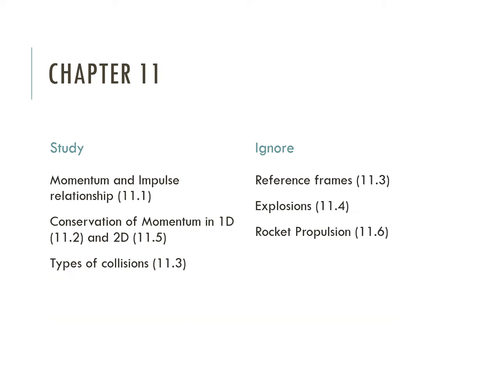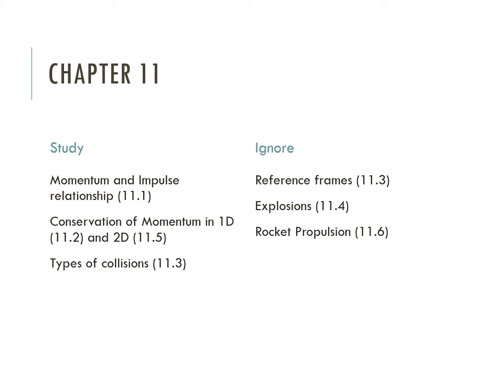Chapter 11 was our conservation of momentum chapter. So understand what momentum and impulse are and how they are related. Be able to do conservation of momentum in both 1 and 2 dimensions, and know the different types of collision. So if we have a perfectly elastic collision, that means that kinetic energy is conserved. And if we have a perfectly inelastic collision, that means our 2 objects are going to stick together. So know how to use both of those in both 1 and 2 dimensions.